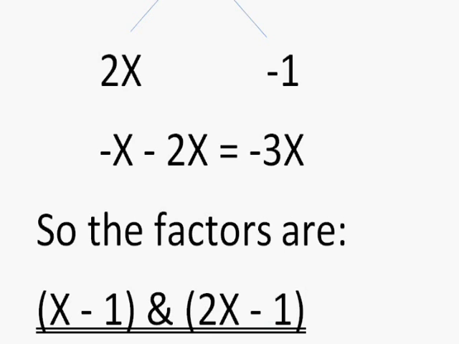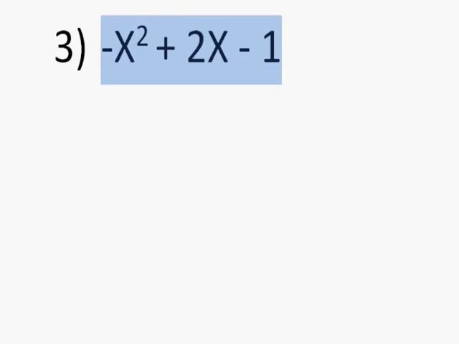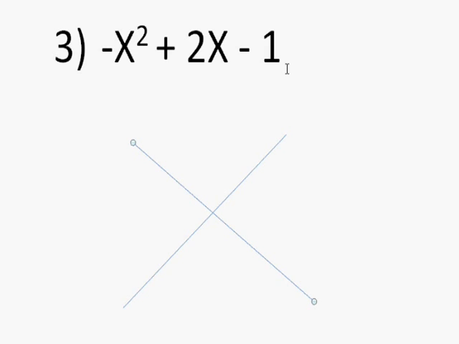Now let's move on to the next problem. Question number 3. Negative x squared plus 2x minus 1. So as usual, we'll draw something like an x, and then we'll go to this first term, it's negative x squared. So this x squared could be written as x times x, but we have a minus in front, so one of them has to be negative.